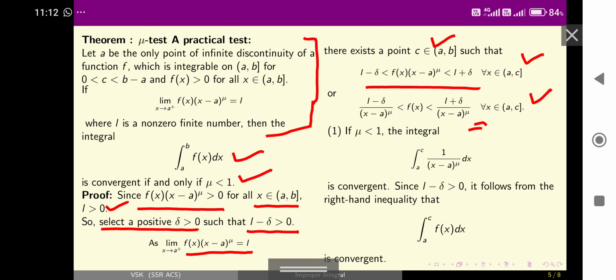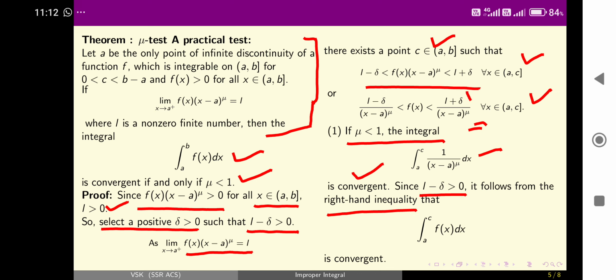Now let us take different cases. If μ is less than 1, the integral of 1/(x−a)^μ dx is convergent. That we have seen in the last lecture. And L−ε creates no problem because it is a constant greater than 0. So it follows from the right hand inequality that the integral from a to c of f(x) dx is convergent. This also implies that the integral from a to b of f(x) dx is convergent.